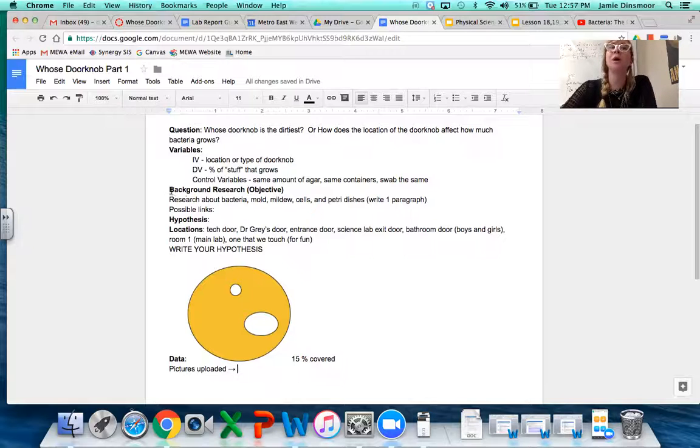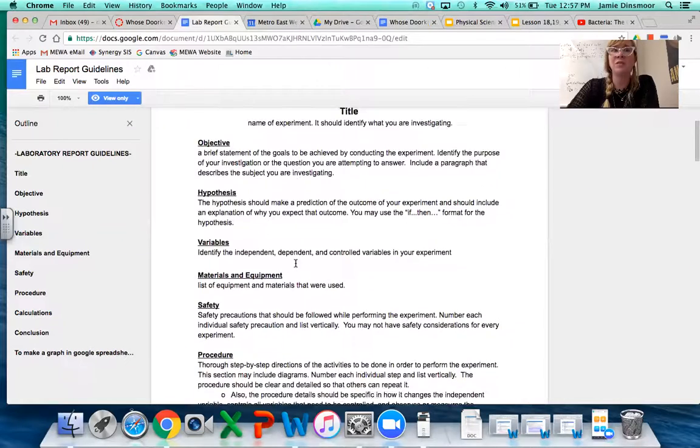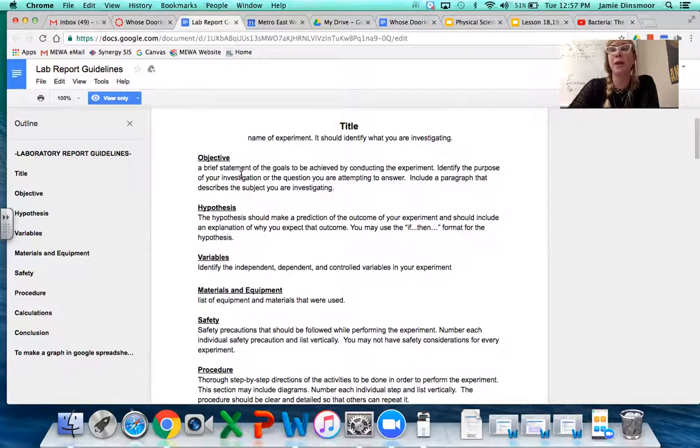So I also talked about background research. For this, I would really like you to do some research, and I'm going to put some possible links in here for that. But I want you to research about bacteria, about mold, about mildew, about cells, about petri dishes, just writing one paragraph, giving some insight into why we might do this experiment. In the lab report document, this is known as the objective, right? It's usually more than one sentence here, right? It says include a paragraph that describes the subjects. So that's what I'm in reference to here. This is more like a research part of the lab.